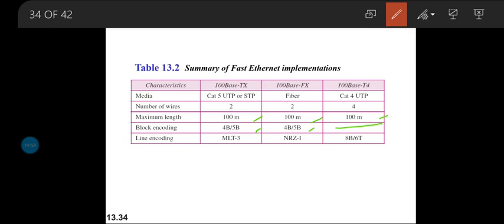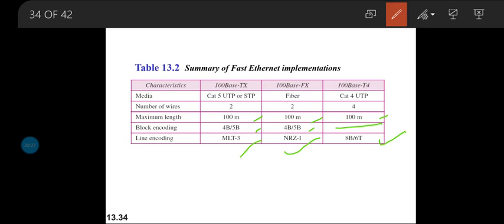Instead our main aim is to convert the data bits into a signal, which is done by making use of a line coding technique, which is the 8 bit 6 ternary code. And then in FX we are going to make use of NRZ. In 100 base TX we are trying to implement it using multi-level transmit 3. So that is about the implementation.